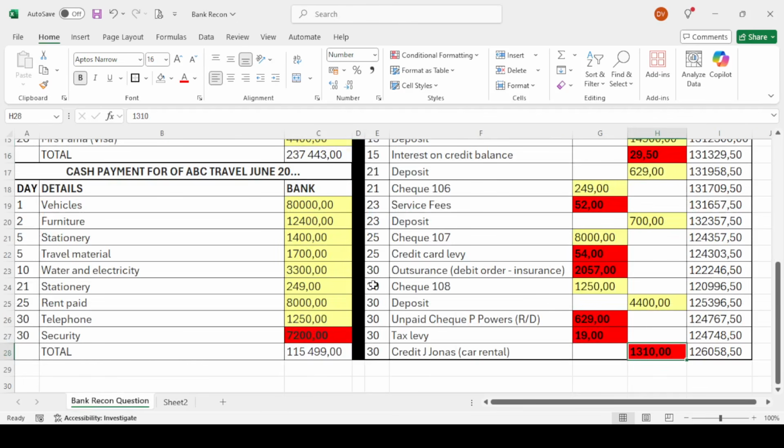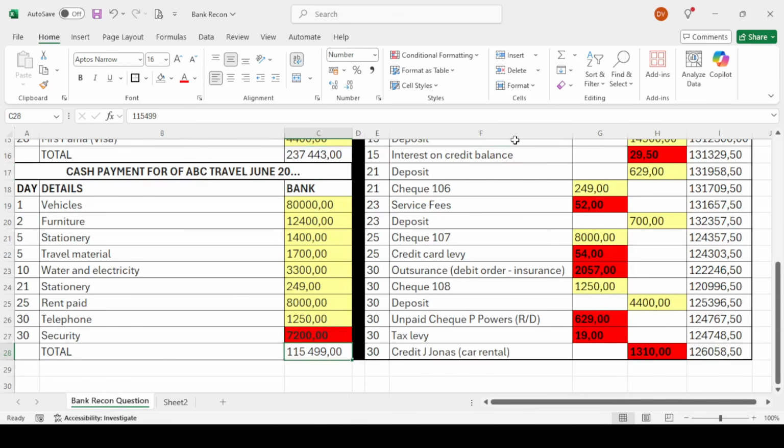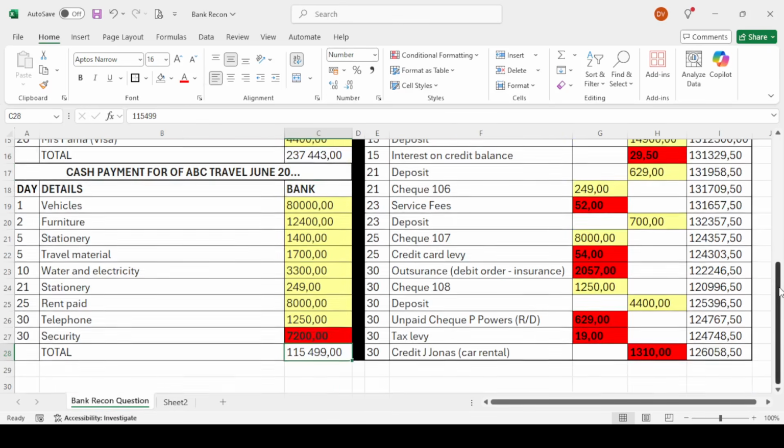The first thing that we're going to insert is our total. It was 115,499. So you will see I've put it in here already, the total for the cash payment journal. And now we've got to look at our bank statement and we have to add all of the things that was not on our journal.